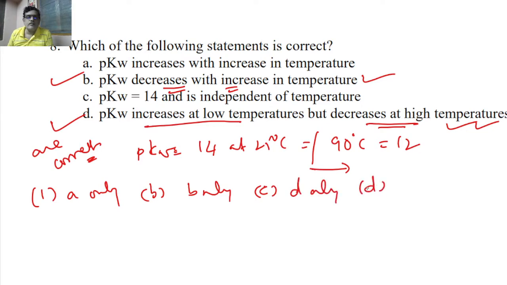And another option will be given. It will be something like both B and D are correct. So both B and D are correct. So such types of multiple options will be given. Then you have to choose the correct answer.